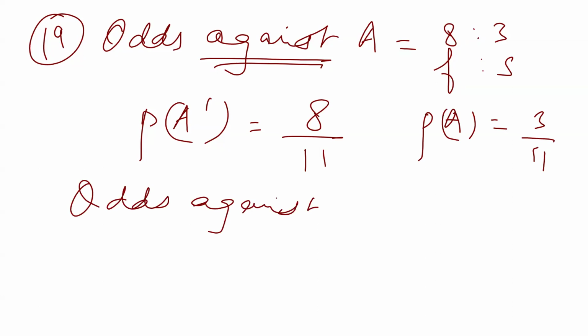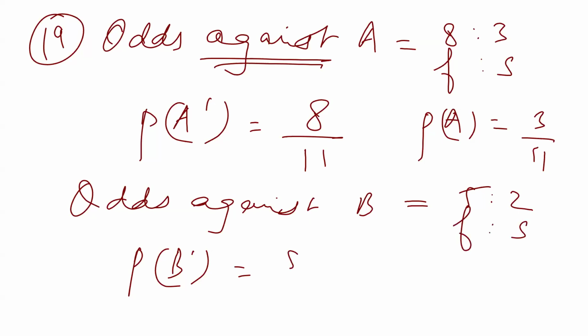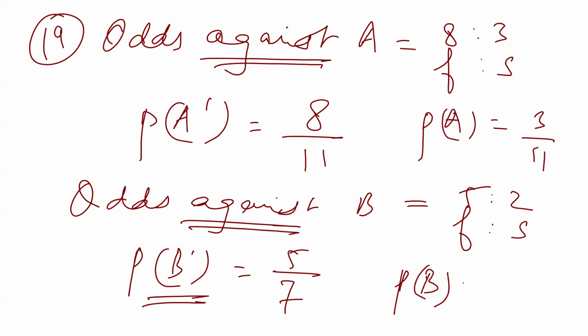Odds against B equal to 5 is to 2. So P of B dash is equal to failure upon failure plus success, that is 5 upon 7. Since it is against, I have written B dash, okay? And P of B will naturally be 2 by 7. So only one event can happen at a time.